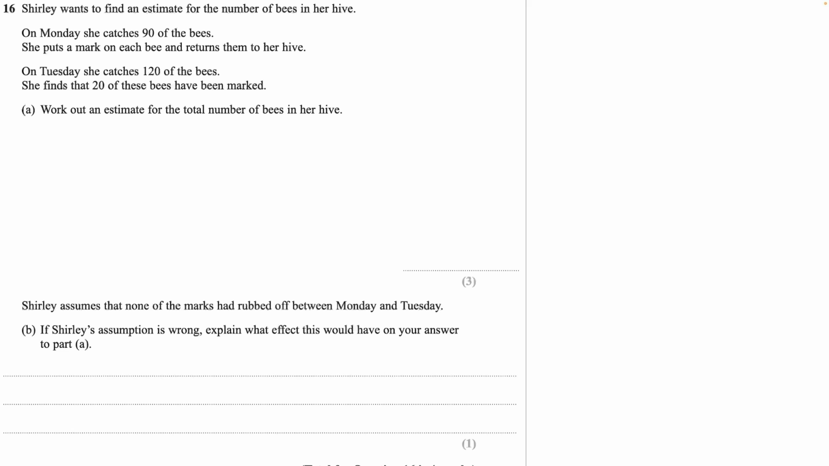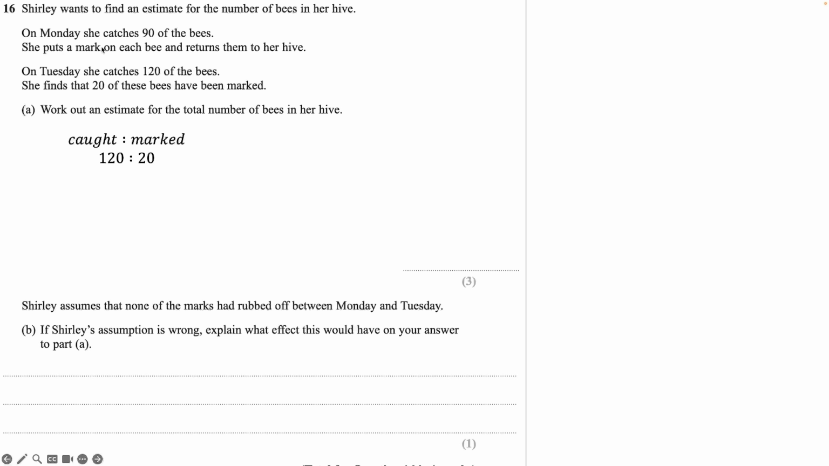On Tuesday, she catches 120 of the bees. She finds that 20 of the bees have been marked. And I want to work out an estimate for the total number of bees in her hive. So let's look at Tuesday's information. If you think about the ratio of the bees that were caught to the number of the bees that were marked, well, she caught 120 and 20 of them were marked.